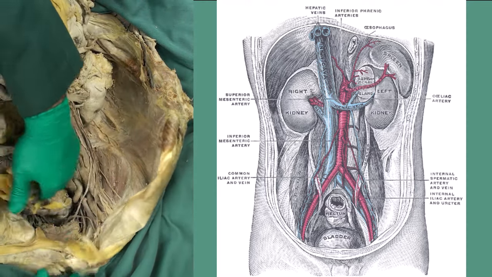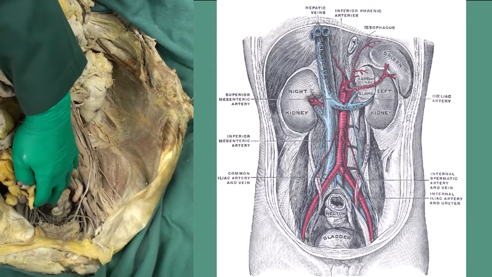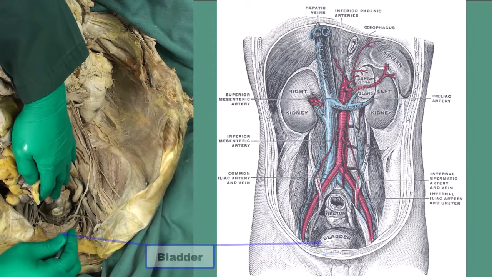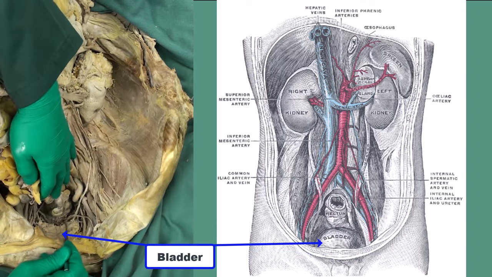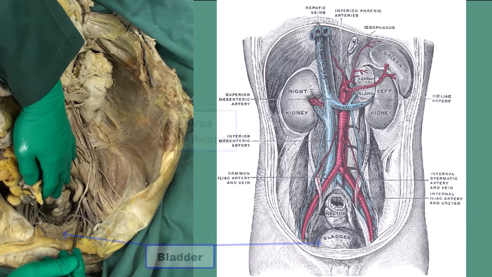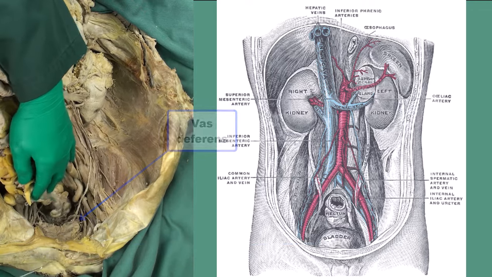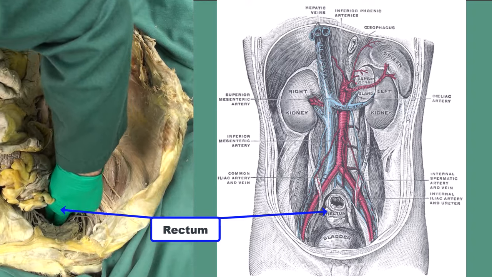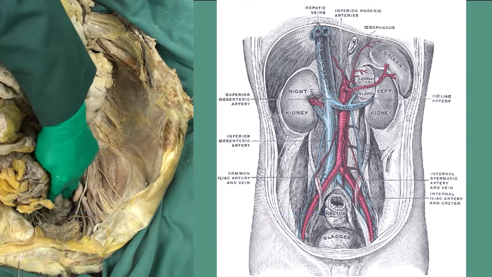Now, inside the pelvis, for our orientation, that is the pubic symphysis, then that is the bladder. When it goes through the pelvis, it joins the bladder, or enters the bladder. And then right here, it crosses the vas deferens. And this is the rectum behind the bladder, and the pouch right there between the bladder and the rectum.